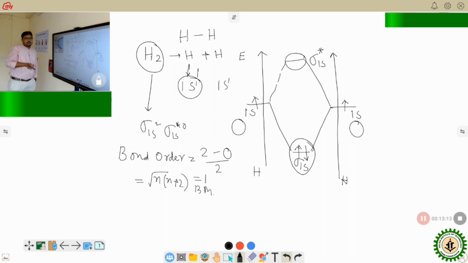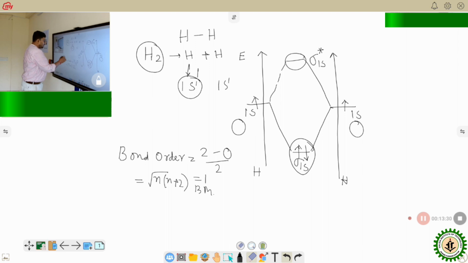Now we can also predict the stability of the molecule. Whether a molecule is stable or not can also be described by this molecular orbital diagram. Now let us consider an example. Instead of hydrogen, we have, let's say, helium. I am asking the question whether this He2 molecule exists or not. So He2 means we have two helium atoms, He1 and He2.